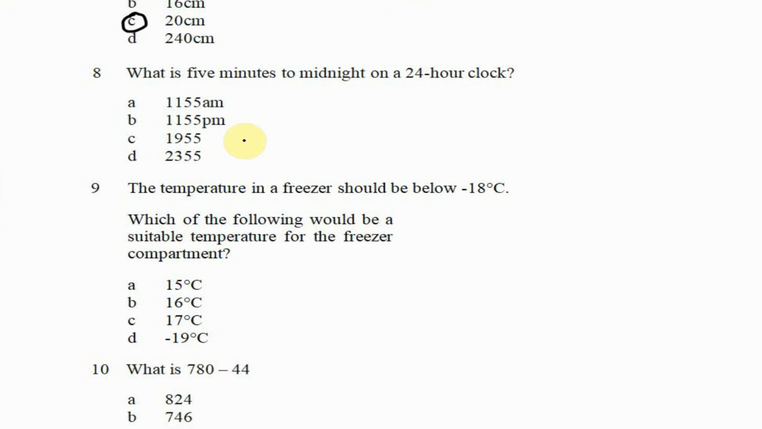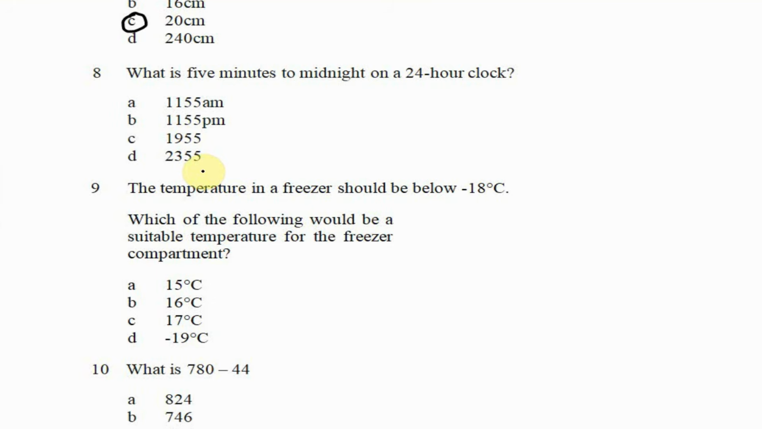The 24-hour clock doesn't work like that. So after 12 you would have 13. So 1 p.m. would be 13 on the 24-hour clock, 2 p.m. would be 14, 3 p.m. would be 15. All right, so that's basically how it works. All right, so 24 hours would represent 12 midnight.